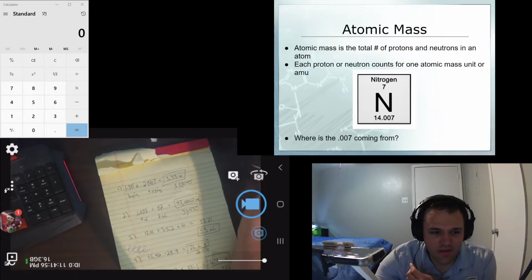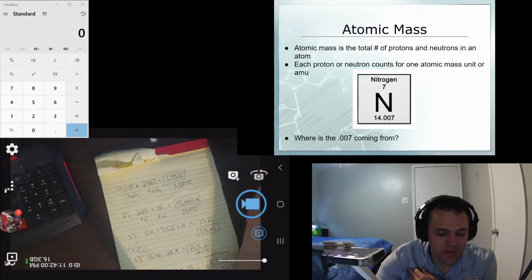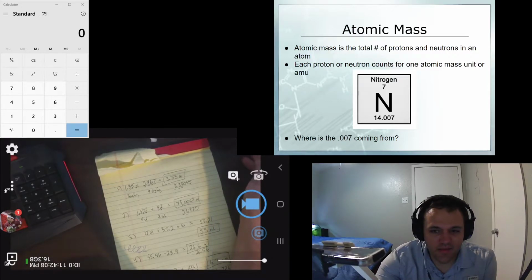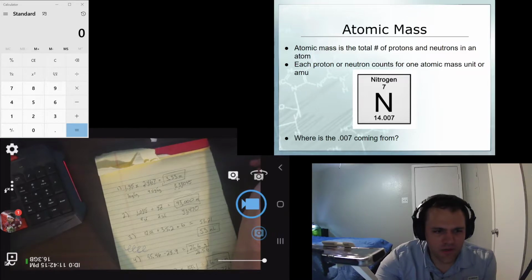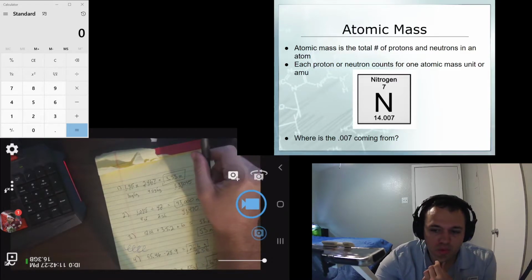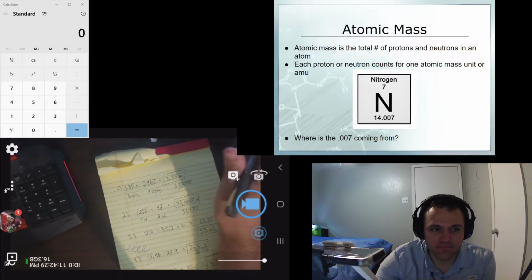Now, the easy answer would be, it's the electrons, right? If the protons and neutrons count for 1 each and they add up to 14, all the electrons flying around out there must add up to the 0.007. And that's not right. It'd be convenient if it was, but that's not true at all. Those electrons are so tiny compared to the protons and neutrons that they have effectively no impact on the mass at all. They don't matter. So this 0.007 has to be coming from something else.